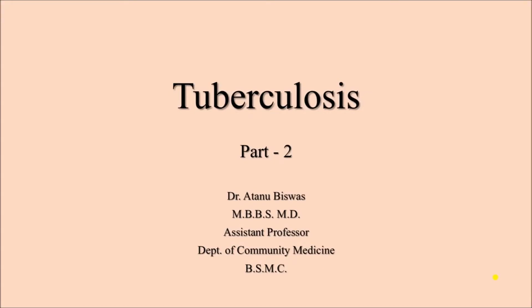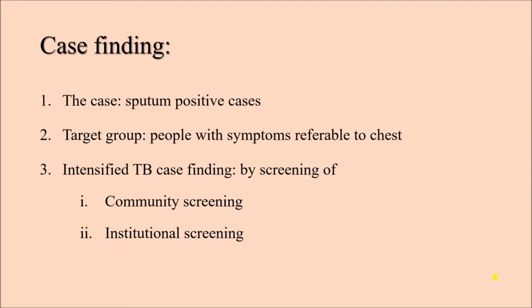Today we shall continue with the second part of the lecture on tuberculosis. Let us start with case finding. That means how we can detect the cases of tuberculosis. So who is considered as a case? A person whose sputum is positive for the bacteria. Target group can be people having symptoms referable to the chest. That means chest related symptoms like cough, chest pain, respiratory distress, etc. Along with other symptoms like fever, weight loss, maybe hemoptysis, like this.